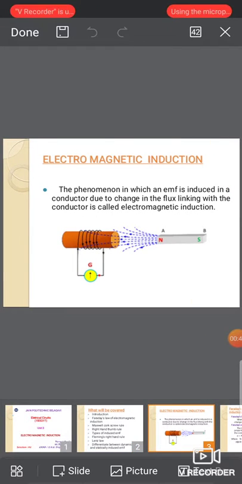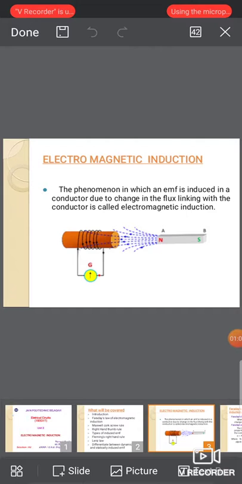So what is meant by electromagnetic induction? The phenomenon in which an EMF is induced in a conductor due to change in the flux linking with the conductor is called electromagnetic induction.